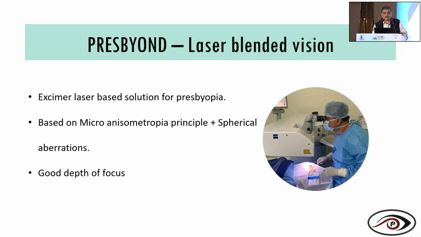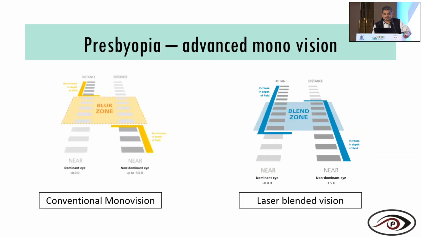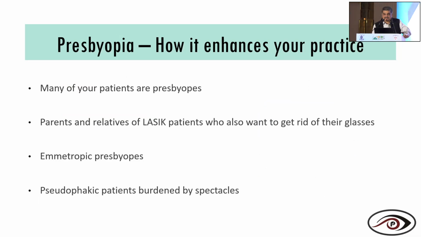Coming to laser blended vision, Presbyond, it's an excimer-based solution for presbyopia with the concept of micromonovision, creating a spherical aberration in the cornea with a good depth of focus. What exactly do we do? We make the dominant eye emmetropic, and the non-dominant eye myopic by creating the spherical aberration. But you all know how important presbyopia is in practice. Nowadays, most of the patients coming to us don't want to wear glasses.